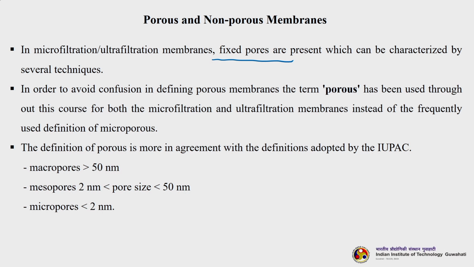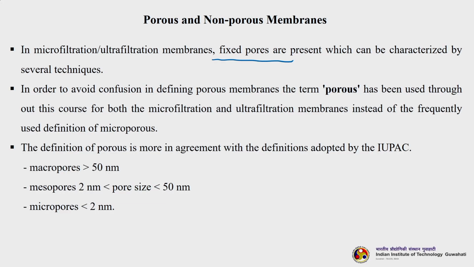In order to avoid confusion in defining porous membrane, the term porous has been used throughout this course for both microfiltration and ultrafiltration, instead of frequently using the term microporous. The definition of porous is more in agreement with the definitions adopted by IUPAC. So, this is the IUPAC classification: macropores greater than 50 nanometer, mesopores between 2 nanometer and 50 nanometer, and micropores lesser than 2 nanometer.